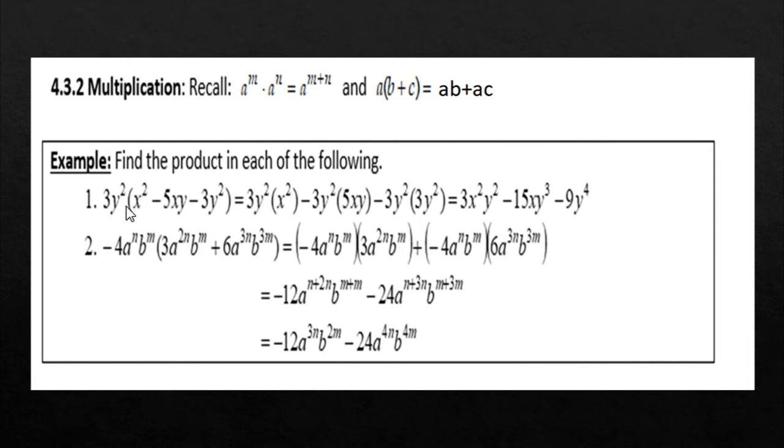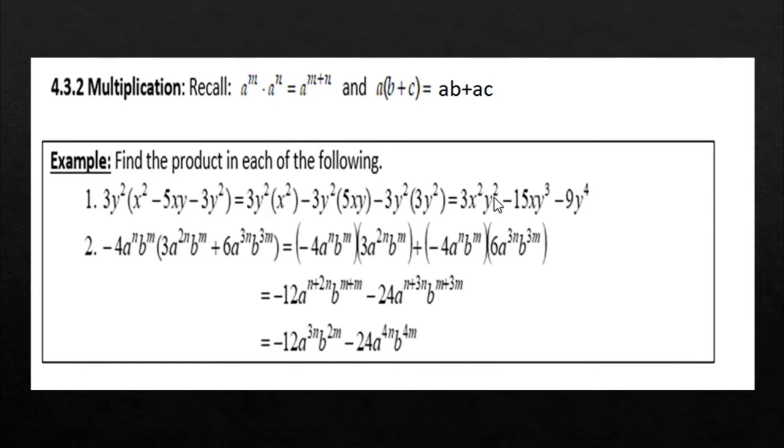Okay, we have here 3y squared multiplied to the trinomial x squared minus 5xy minus 3y squared. So, kada term, atong i-multiply ni siya. So, 3y squared times x squared, mao na. 3y squared times negative 5xy, mao na negative. 3y squared times negative 3y squared, mao po negative 3y squared, 3y squared. So, to simplify further, okay, this is 3x squared y squared. So, pwede una na to si x.